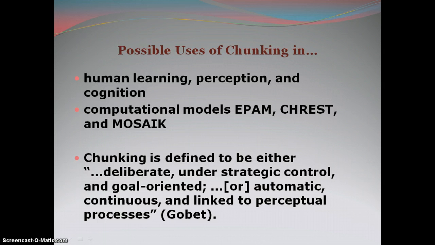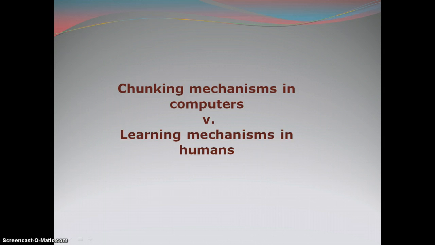According to the journal Trends in Cognitive Sciences, the concept of chunking is considered an important part in the processes of human learning, perception, and cognition. Often chunking is associated with such computational models as EPAM, CREST, and Mosaic. These models have produced a diverse range of applications and useful recommendations about perceptual and cognitive developments of human mind. Chunking is defined to be either delivered under strategic control and goal-oriented, or automatic, continuous, and linked to perceptual processes.